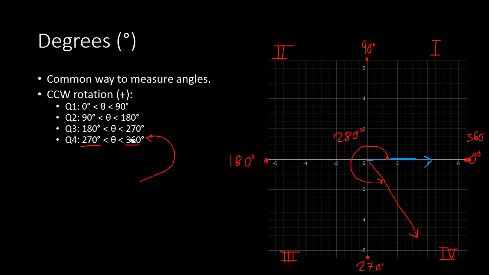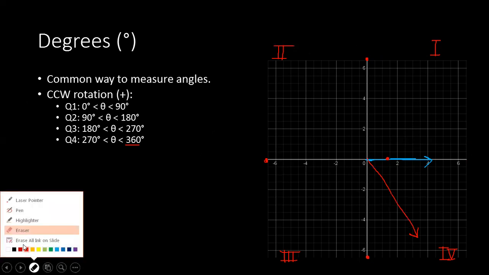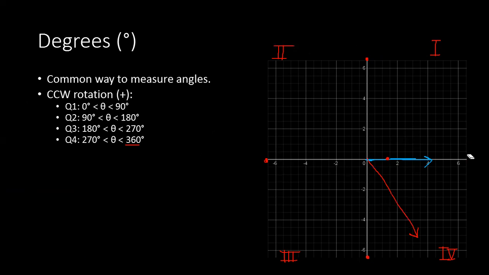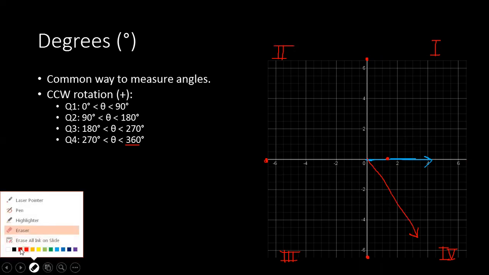Now, what if we are asked to rotate it in a clockwise rotation? Remember that in a counterclockwise rotation, we will have positive angles. But what if it's clockwise? If it's clockwise, then we will have negative angles. So here we will have different angles to the axis.